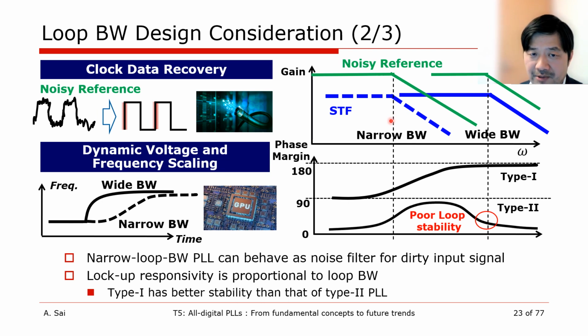On the other hand, applications such as dynamic voltage and frequency scaling require low jitter, as well as fast lockup, fast frequency change when dynamically changing the frequency. The lockup response is proportional to the loop bandwidth. Therefore, as shown here, type 1 is more suitable for DVFS application than type 2 because it is easier to ensure stability and a wider loop bandwidth is easy to realize.